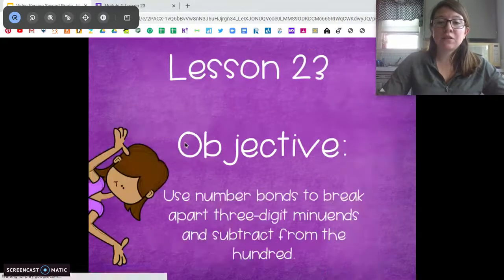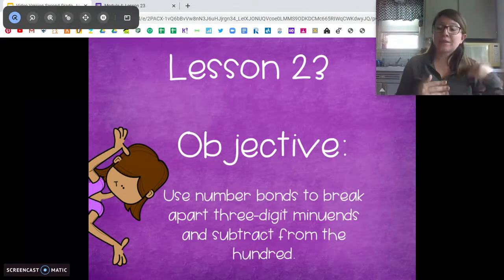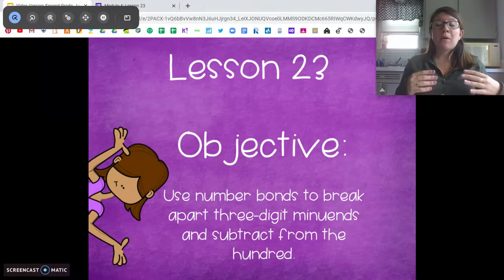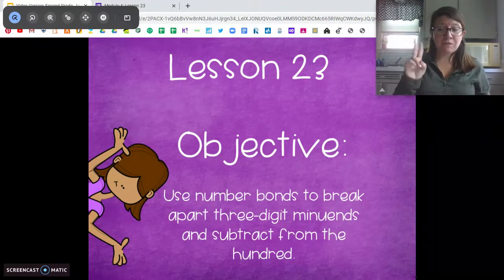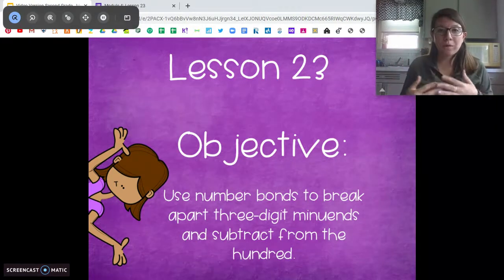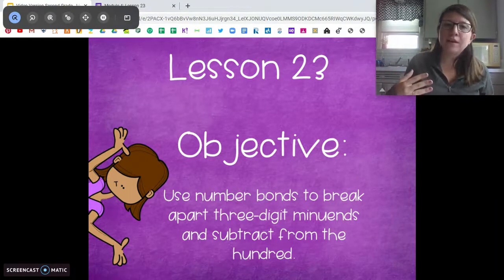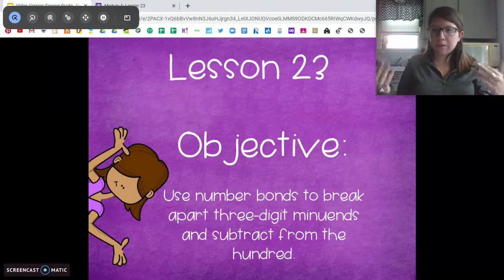For this lesson, we're going to switch gears a little bit and we're going to be using number bonds to break down numbers, kind of like we did in the last lesson, but we're going to be subtracting 3-digit numbers from 2-digit numbers. So yes, we're switching gears, but we're using what we've done in the last couple lessons where we break down our numbers into our tens and our ones and use place value to help us subtract.